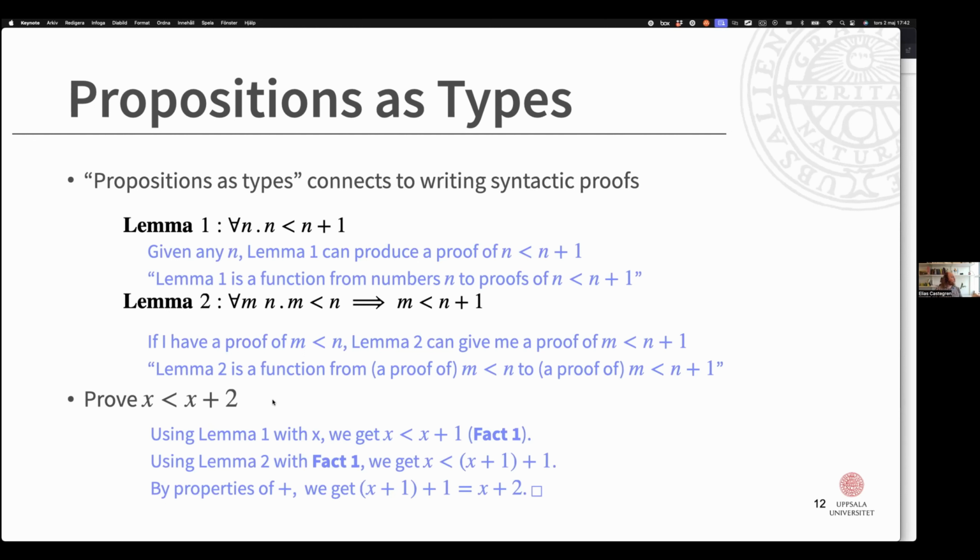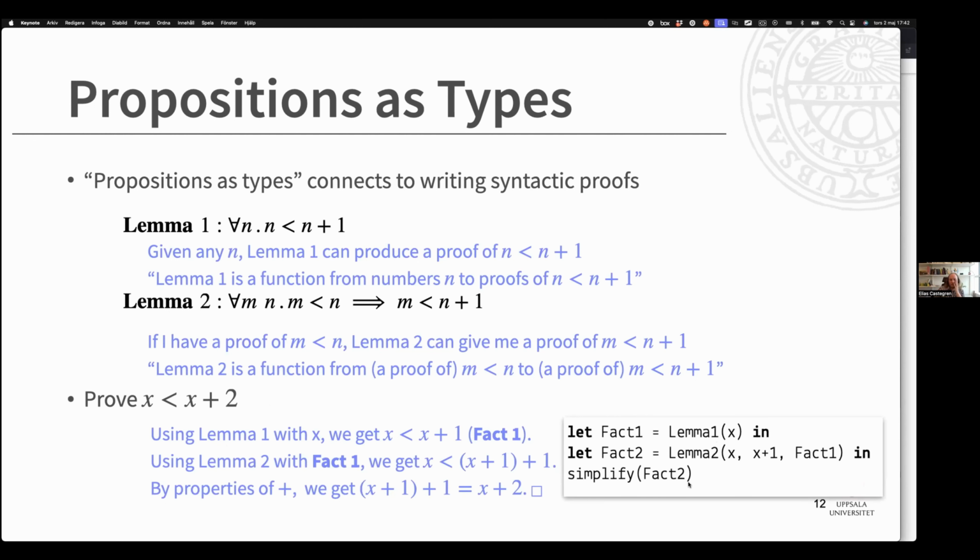And in a sense, what we're doing, although we're writing this with natural language, one way to think of it is basically programming, right? We say, okay, let's call the function lemma 1 with x and get fact 1, that x is smaller than x plus 1. We're giving it x. And then let's call it fact 2. We call lemma 2 with x and x plus 1, and it also wants the proof that the one is smaller than the other. And then we get fact 2, and then we simplify fact 2, and then we're done.